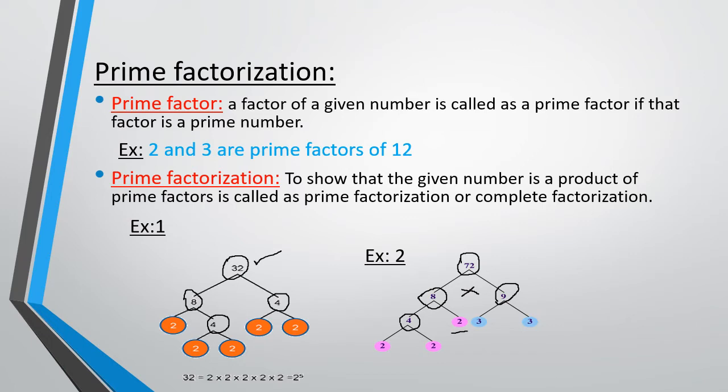So we are going to only pick all these prime factors here and multiply and see if our product is 72. Yes, when you multiply 2 into 2 into 2 into 3 into 3, the final answer will be 72. Now this kind of proving that the given number is a product of its prime factors is called prime factorization.